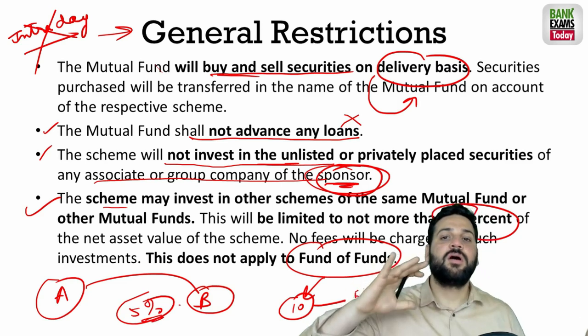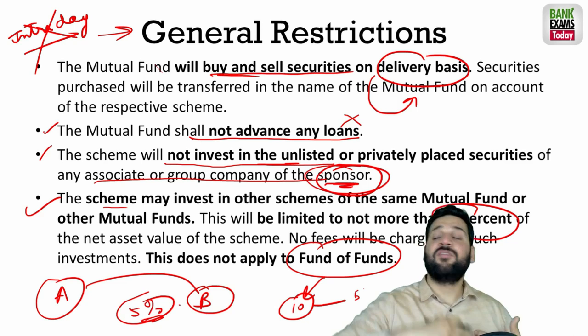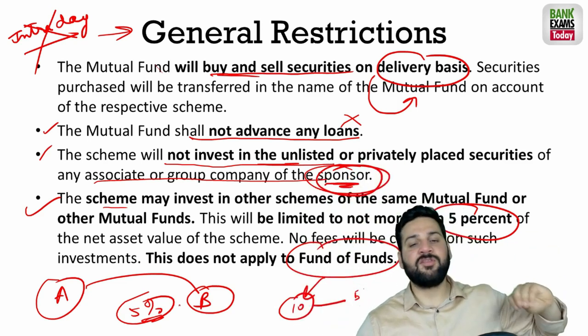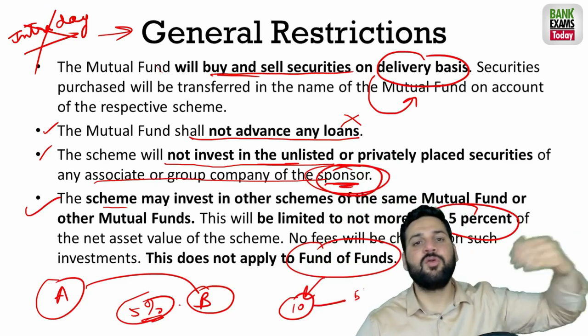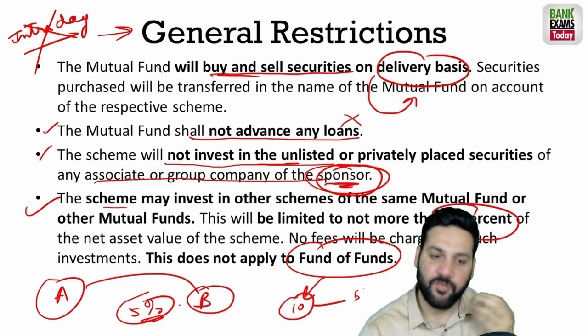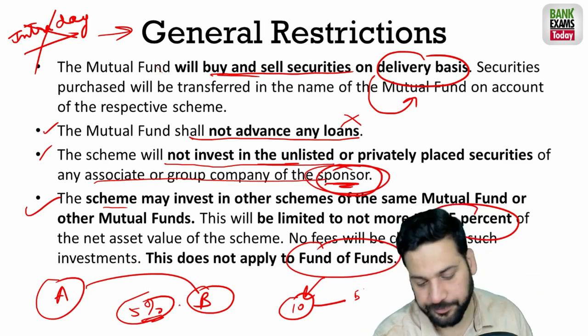So Kotak Multicap or any fund can invest in another fund. So Kotak Multicap can invest, let's say, 2% of its NAV into Reliance Small Cap. So this is possible. Up to 5% of NAV can be invested into another scheme.